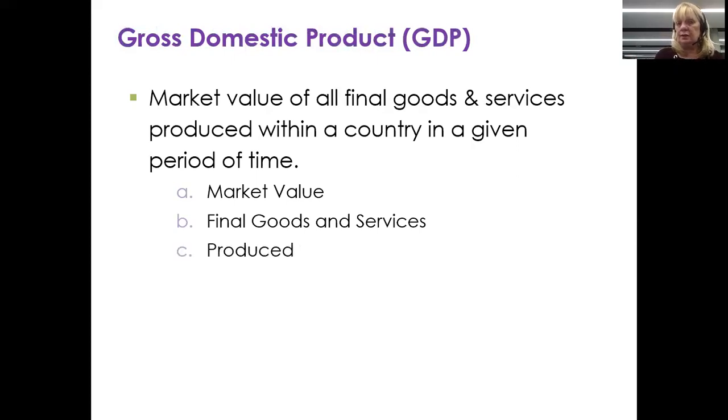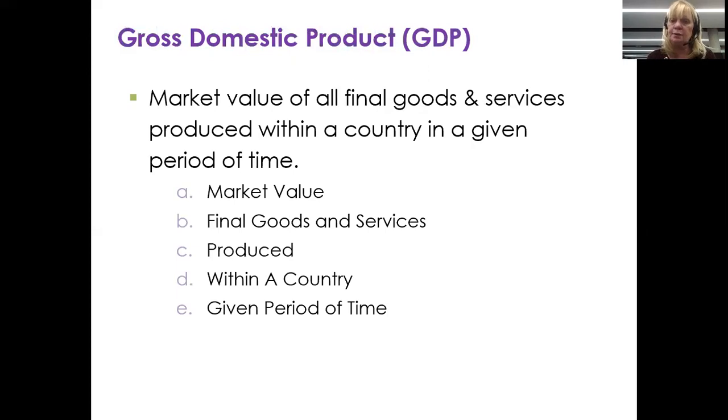The goods that are counted in terms of gross domestic product, goods and services, have to have been produced. It can't be something that's just there. They have to have been produced within a country. In the United States, our gross domestic product is based on things that we produce within our borders. They may be consumed elsewhere. We do export goods and services, but they were produced here. And last, they have to be produced within a given period of time, usually a year.